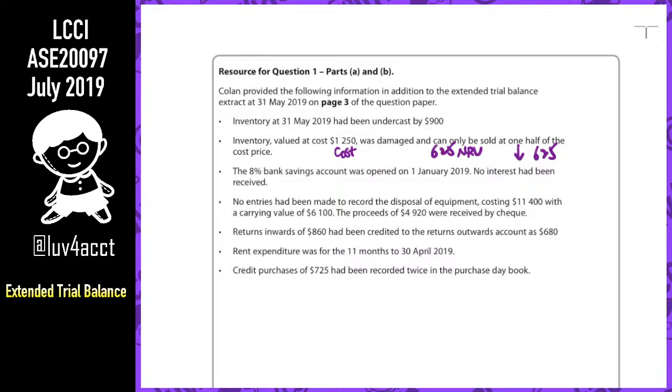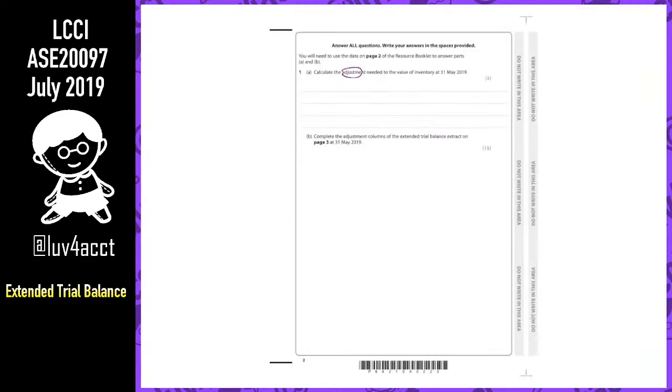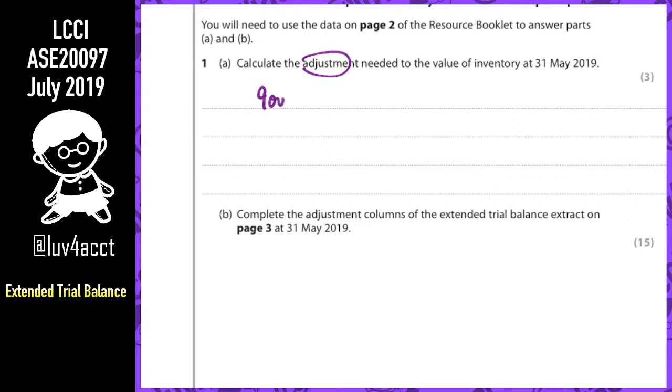And then let's see, any other items related to inventory? No other. So inventory undercast, that means we have to add 900, and then minus 625. So 900 minus 625, the adjustment would be 275 increase.